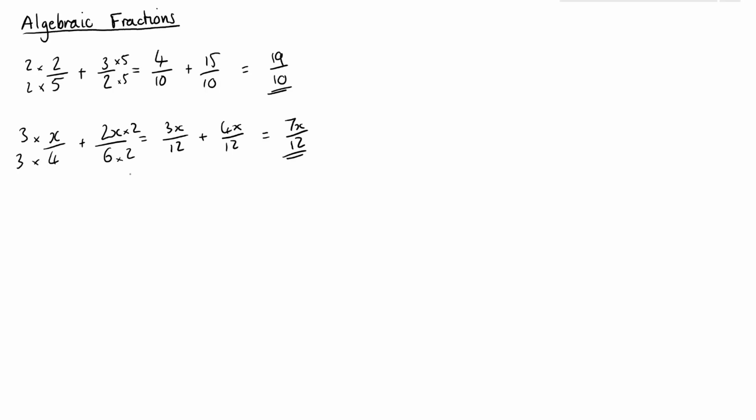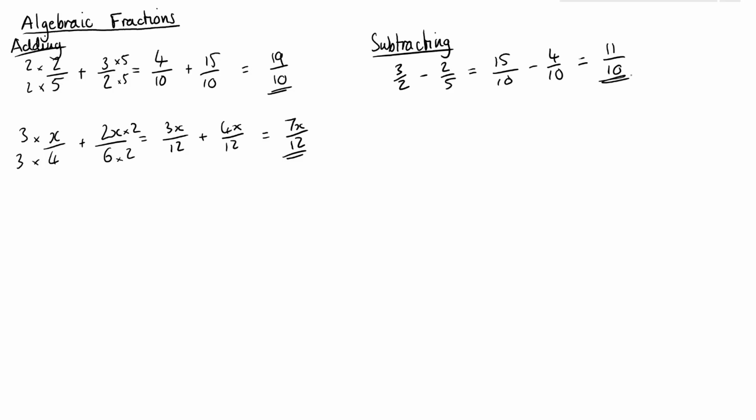We can do the same with minusing. With minusing, we also want to get a common denominator. So this was adding. Let's do subtracting over here. So subtracting, let's say we wanted to subtract 3 over 2 minus 2 over 5. So just the opposite of what we've done here. This is going to become 15 over 10 minus 4 over 10. So it's going to become 11 over 10. So that's how we would do a regular numerical fraction.